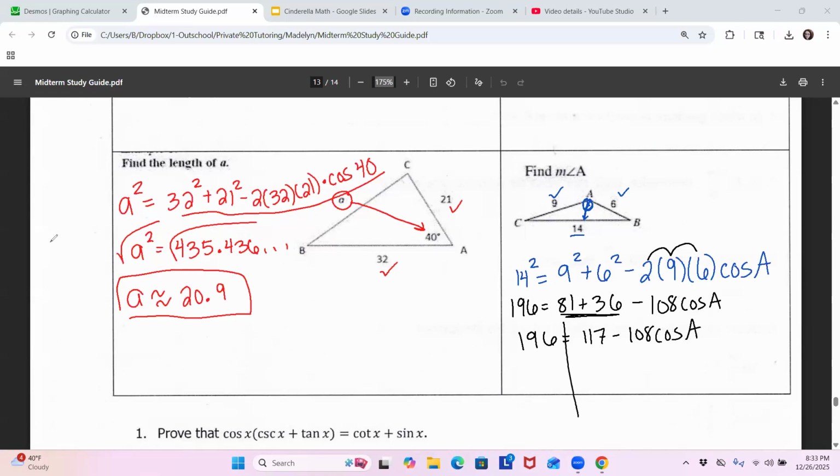Solving for cosine A. So we can minus 117. Again, use your calculator whenever you need it. So this is 79 equals negative 108 cos A. And then divide that off finally. So we have cos of A is negative 79 over 108. I just like the negative on top. And then we're going to do inverse or arc cosine of that fraction. So arc cosine of negative 79 over 108.